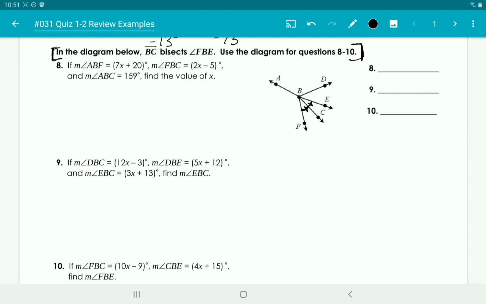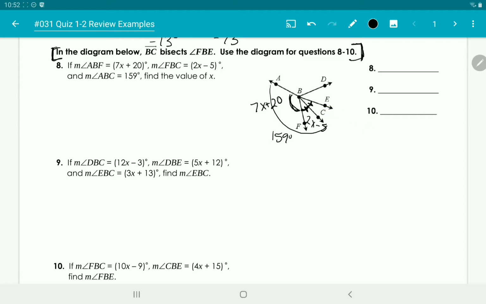So, number 8. If the measure of angle ABF, so that would be this angle, is 7x plus 20, angle FBC, so this one, is 2x minus 5, which means that this one is also 2x minus 5 since they are the same. And ABC, so this whole angle here, is 159 degrees. Find the value of x. So it looks like we didn't need this one.